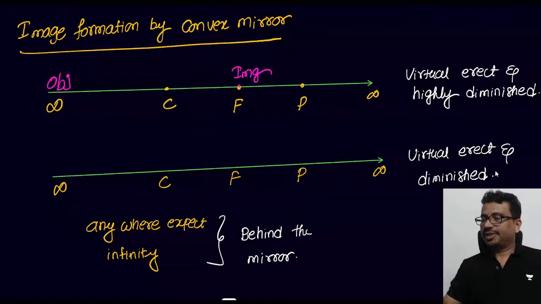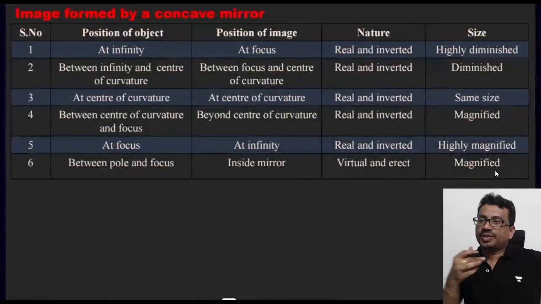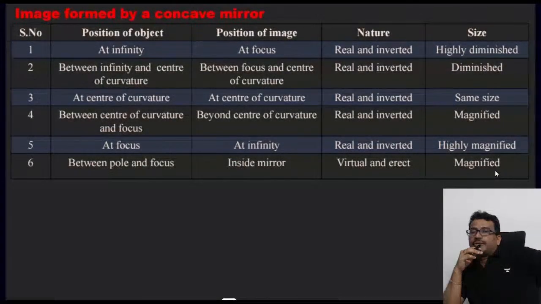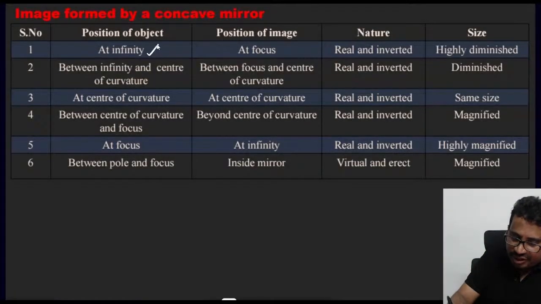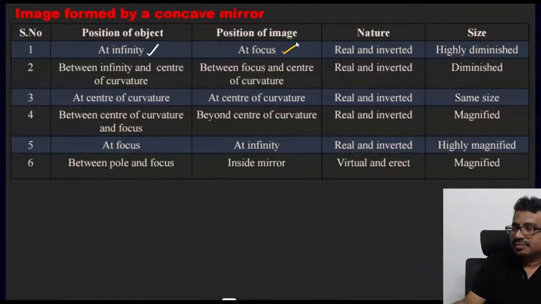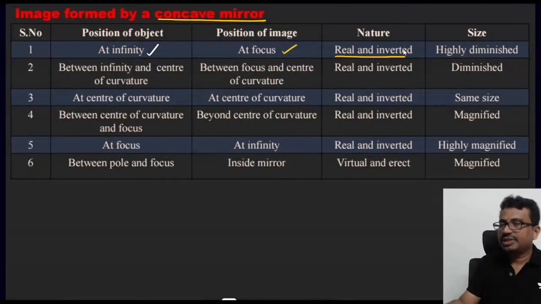Completed? Everybody? Done? This thing we wrote in tabular form, you can see. Whatever we have discussed, we wrote in tabular form. If the object is at infinity, where will the image form? The image will form at the focus. And this is what type of mirror? Concave mirror. A concave mirror will form a real, inverted image.